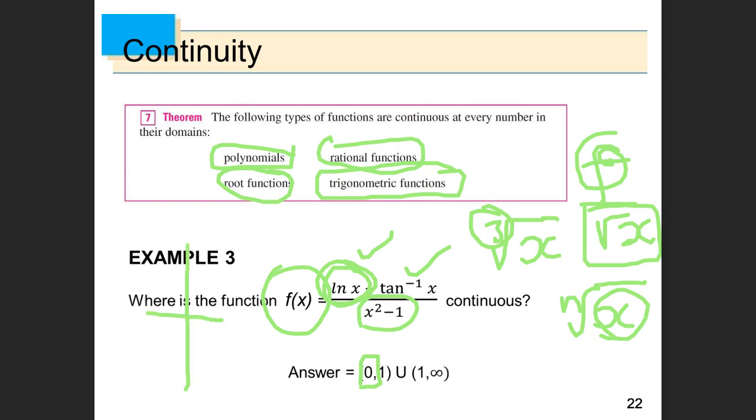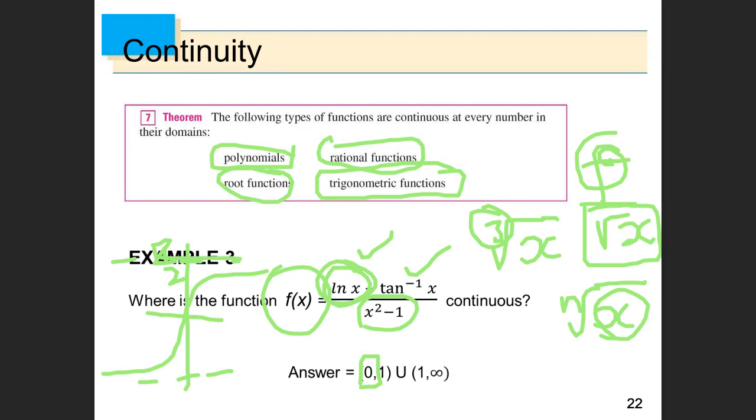You need to do a quick sketch. Tan inverse is bounded by pi over 2 and minus pi over 2. So you have pi over 2 up, and you have minus pi over 2 down. That is where you get your horizontal asymptotes. There you have a shape that looks like this. All right, so you're going to get that kind of shape.